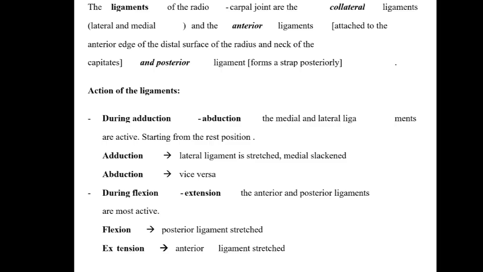The ligaments are the collateral ligaments, which include lateral and medial, and the anterior ligaments, which are attached to the anterior edge of the distal surface of the radius and the neck of the capitate, and the posterior ligaments, which form a strap posteriorly.